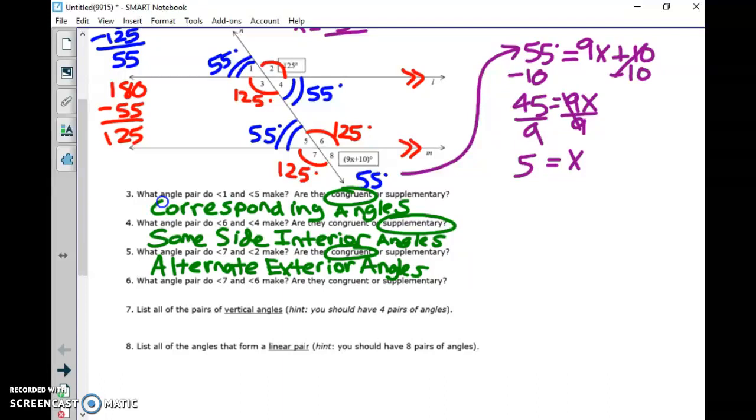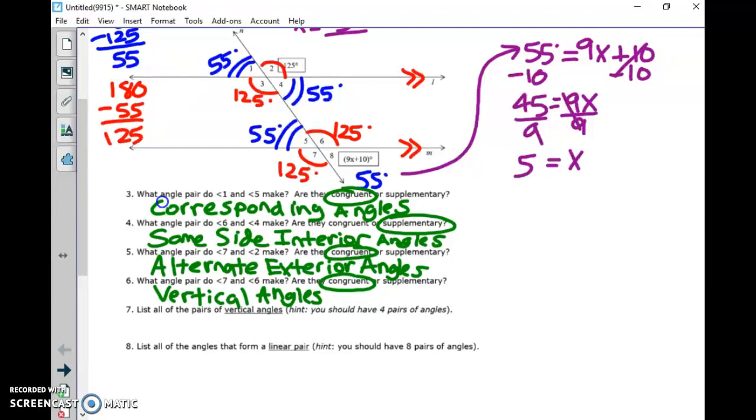Alright, number 6. Angle 7 and angle 6 are across from each other. We actually already said this earlier, but if they are across from each other, those are called vertical angles. Vertical angles are congruent. That's how we figured out all those values on there. They're congruent. Number 7, list all of the pairs of vertical angles. Hint, you should have 4 pairs.